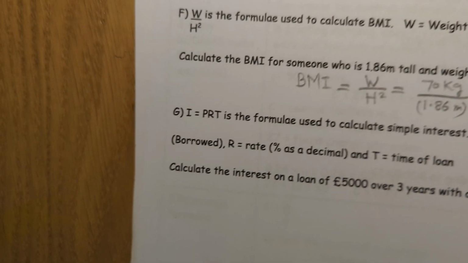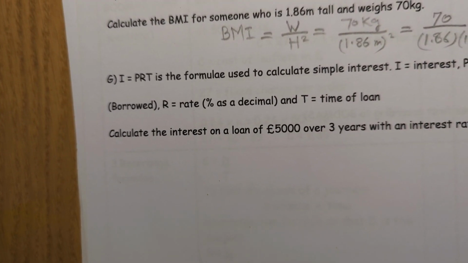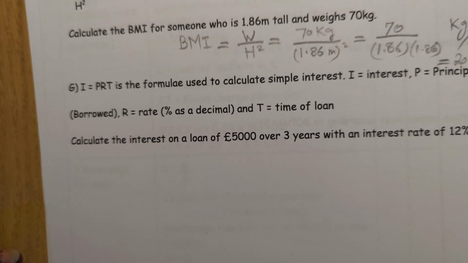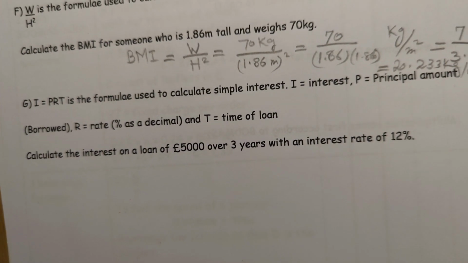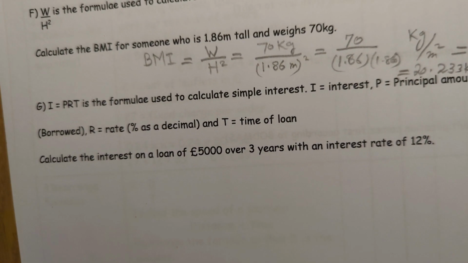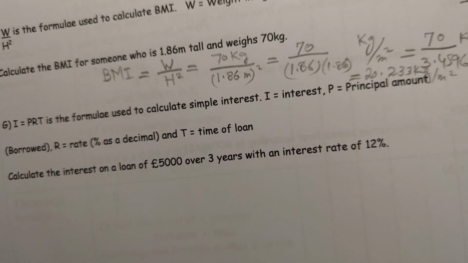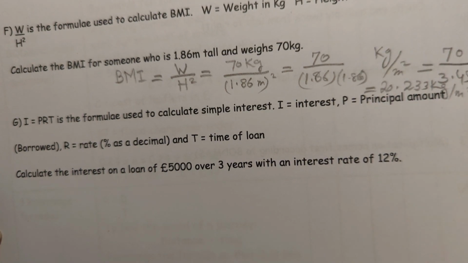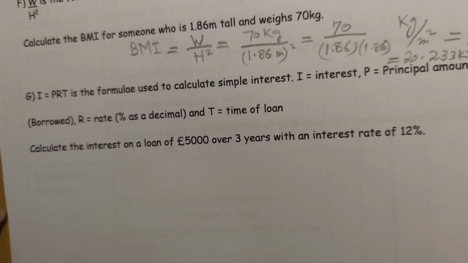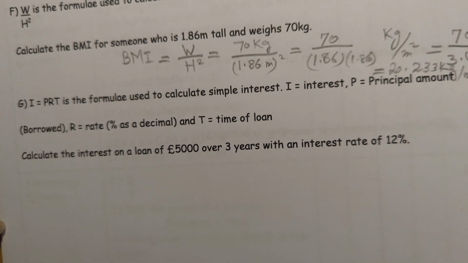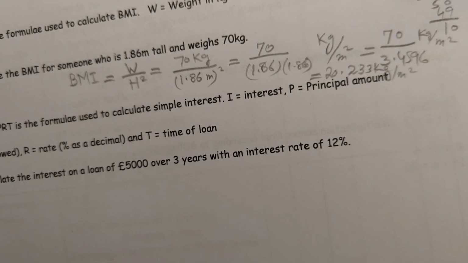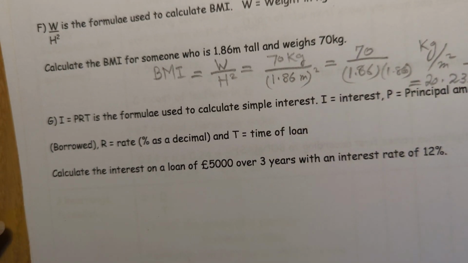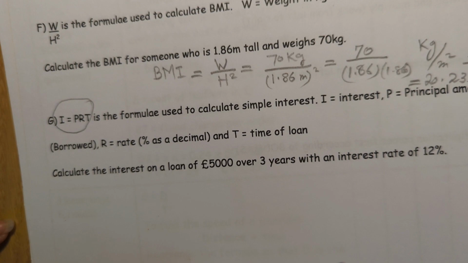The next question is I is equal to PRT, the formula used to calculate simple interest. I is for interest, P is for principal amount borrowed, and R is the rate, percent as a decimal, and T is the time of the loan. Calculate the interest on a loan of £5,000 over 3 years with an interest rate of 12%. So the formula which we will use is that formula, right?